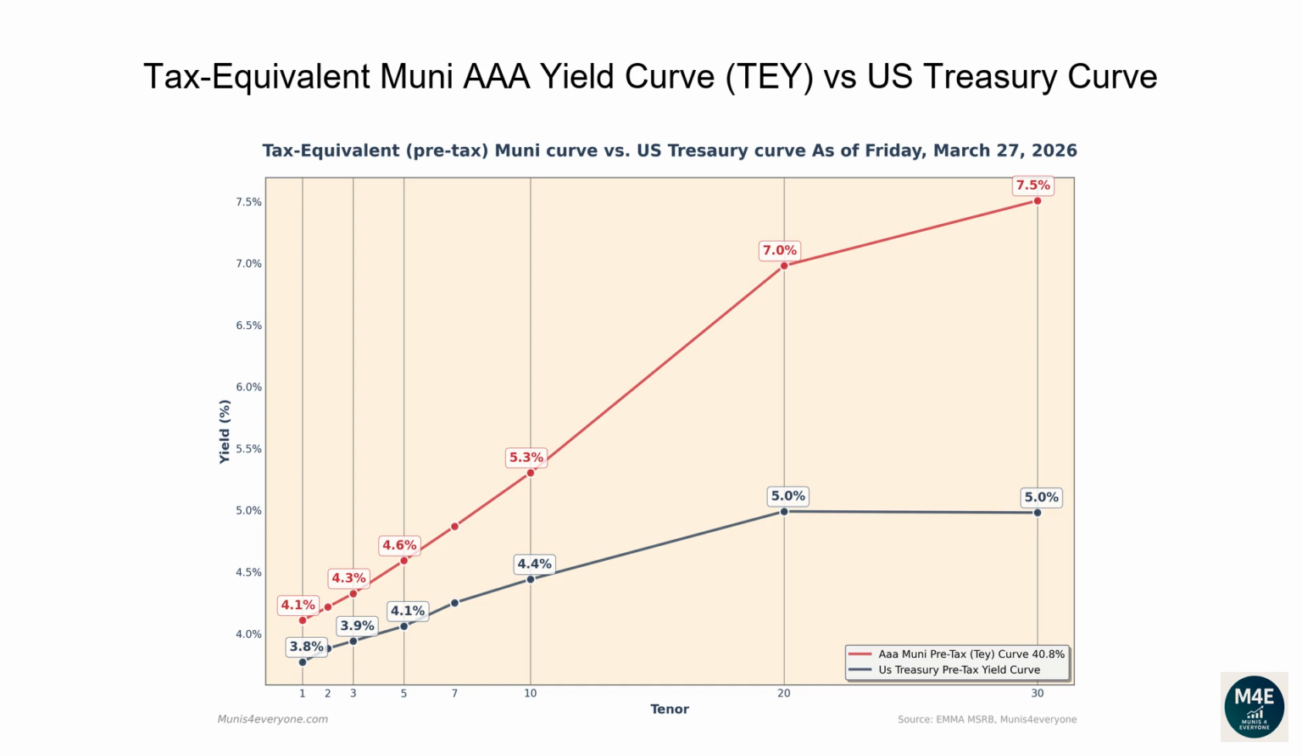Observing the current graph, we can see that currently all the Muni tax-equivalent yields, based off a 40.8% tax rate, are above Treasury yields. When this scenario happens, it may be less convenient for investors to buy US Treasury bonds. For example, if you wanted to buy a 30-year bond, a AAA Muni bond would yield 7.5% compared to a lower yield of 5.0% from a Treasury bond.